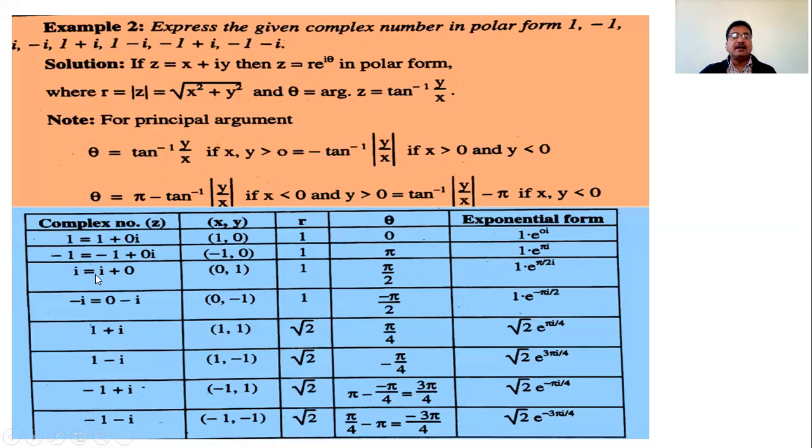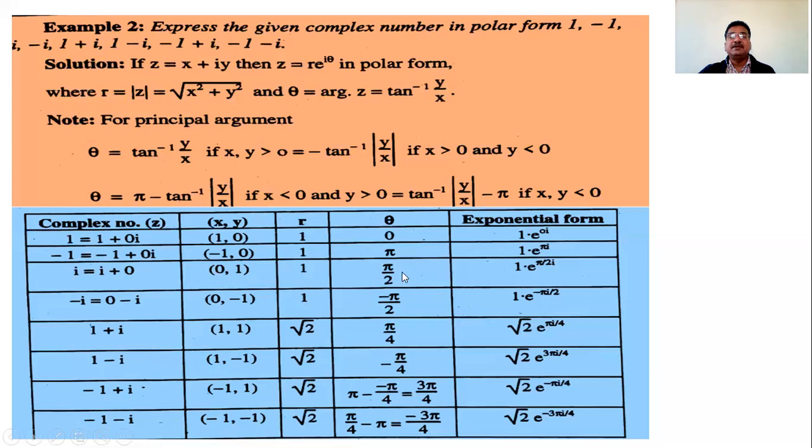i, you can write i in the form 0 plus 1i. Don't write it as i plus 0; write 0 plus i, that is, 0 is its real part and 1 is its imaginary part. And then its modulus is root of 0 square plus 1 square, that is root 1, which is 1.